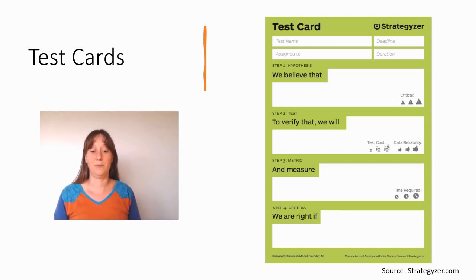This is a test card by Strategizer, the company of Alexander Osterwalder, who developed the Business Model Canvas, which is a very useful element in this phase of your project as well. So I would recommend you to check it out. And basically what you do in this test card is you set out your hypothesis.